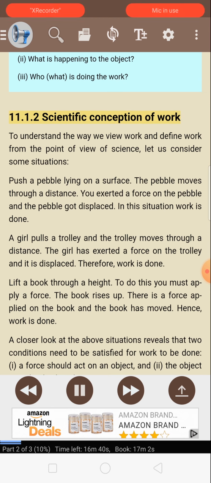11.1.2 Scientific conception of work. To understand the way we view work and define work from the point of view of science, let us consider some situations. Push a pebble lying on a surface. The pebble moves through a distance. You exerted a force on the pebble and the pebble got displaced. In this situation, work is done.